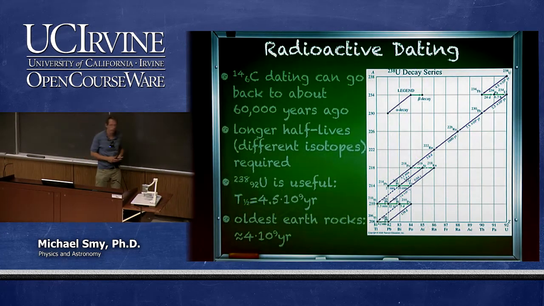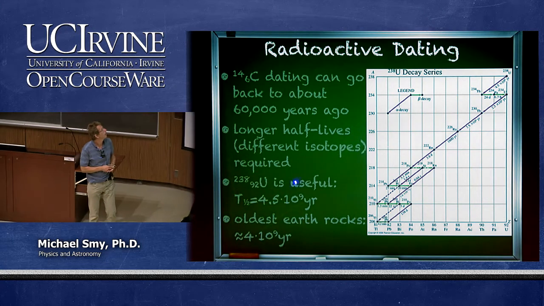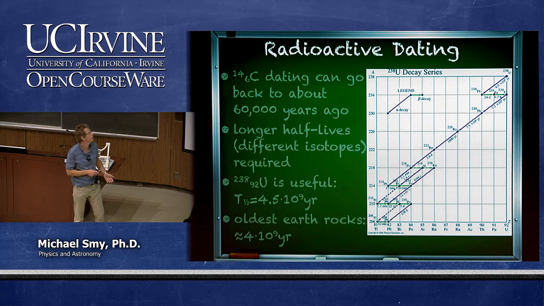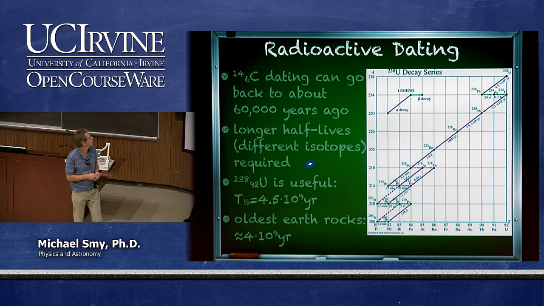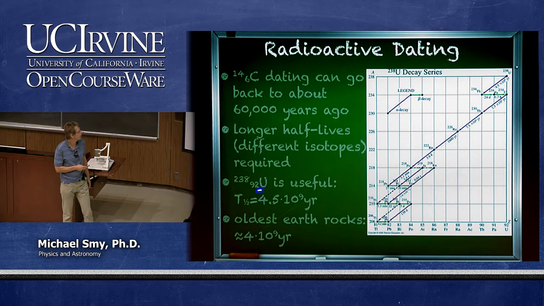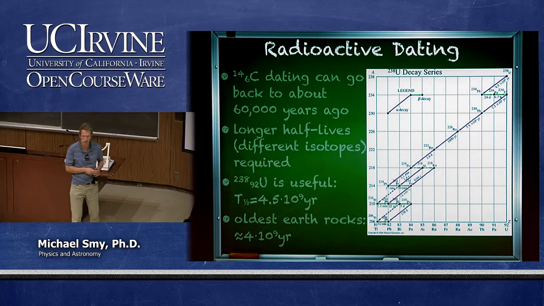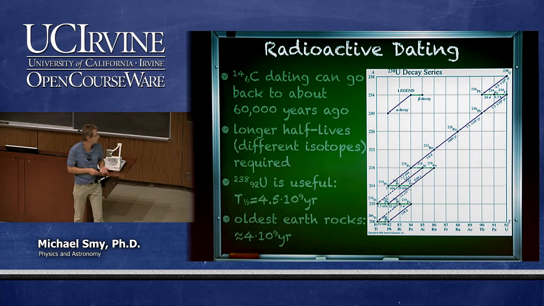One doesn't have to use carbon-14 for radioactivity-based dating. In fact, you can only go back to about 60,000 years with carbon-14, because eventually all of it will have decayed and you can't measure any activity anymore. So if you want to date rocks, for example, you have to use something that has a longer half-life, so different isotopes. For example, uranium-238 is useful with a half-life of 4.5 times 10 to the 9 years. And using uranium-238, one can date the oldest rocks on Earth to an age of about 4 times 10 to the 9 years.